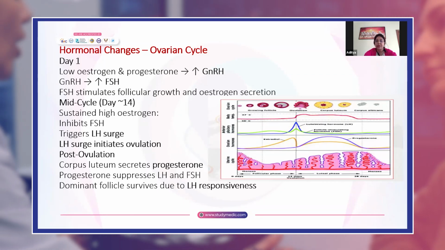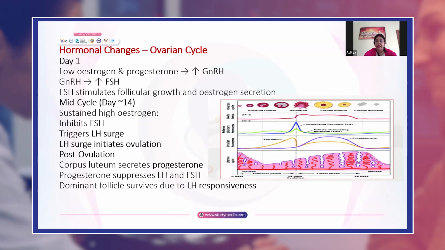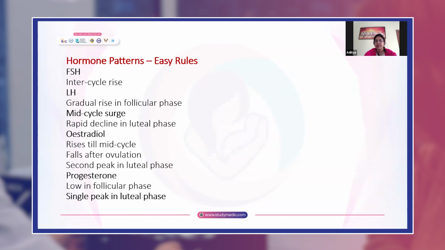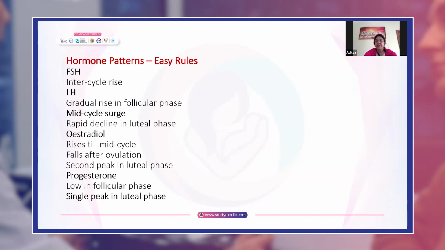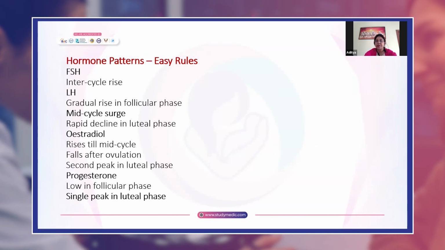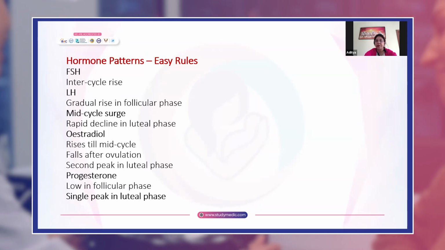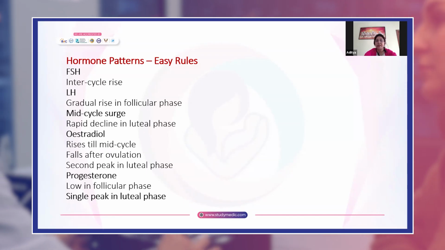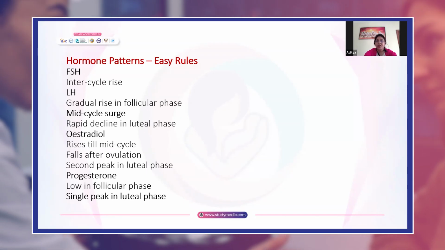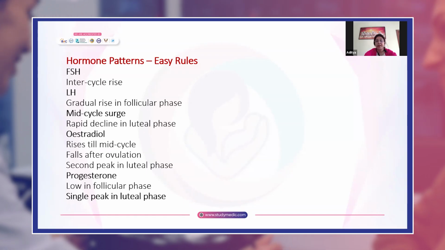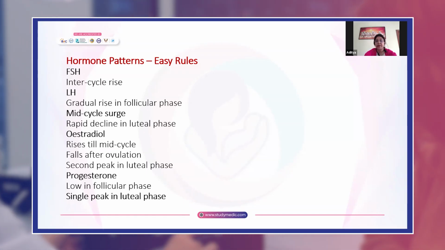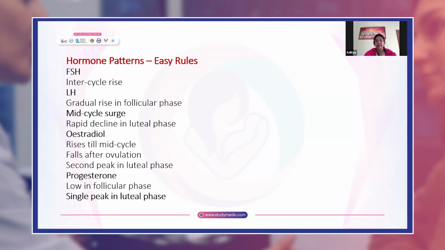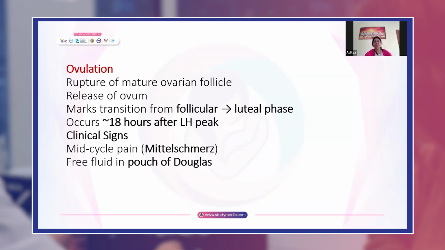Post-ovulation, the corpus luteum secretes progesterone, and this progesterone suppresses LH and FSH. Now the hormonal pattern. FSH has an intercycle rise before menstruation, before ovulation, and before follicular growth. LH has a gradual rise in the follicular phase, a mid-cycle surge, and then a rapid decline in the luteal phase. Estradiol rises till mid-cycle, then falls after ovulation, and a second peak is seen in the luteal phase. Progesterone is low in the follicular phase, and a single peak is seen in the luteal phase.